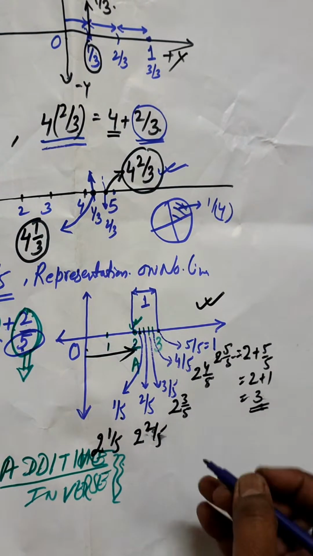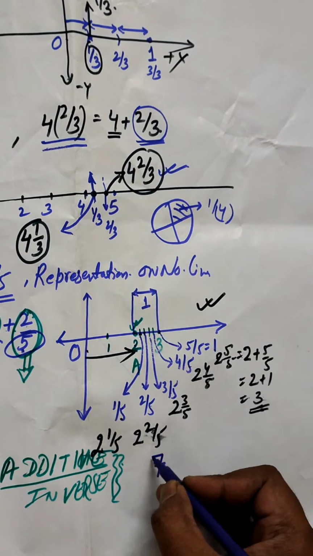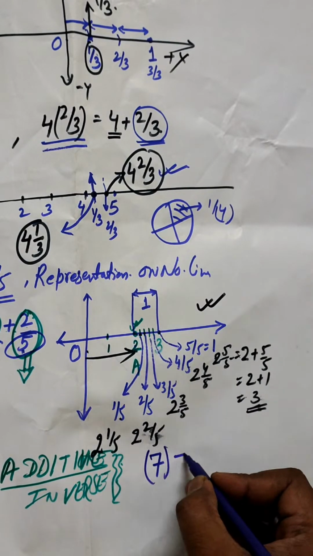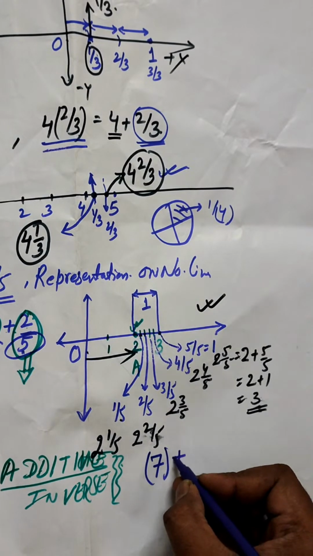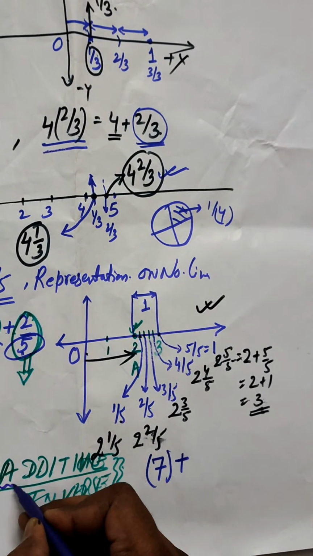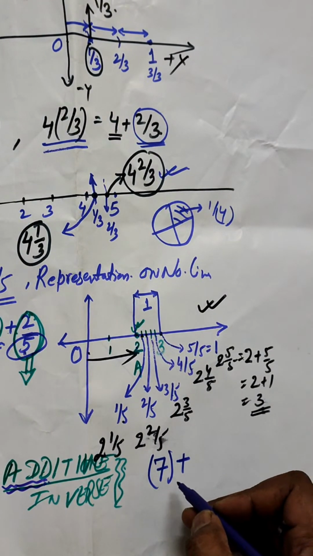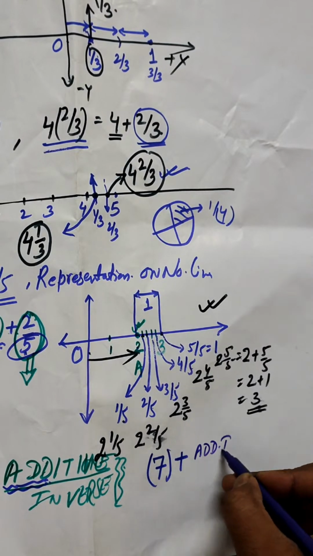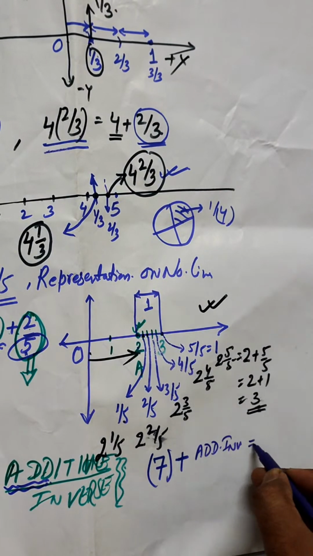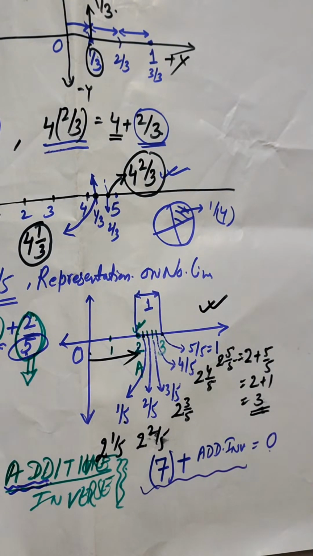Additive inverse means, for any number, let's say 7, the number plus its additive inverse, that means the number that needs to be added. You can see the word add, okay? When the number is added with that number, the sum of both the numbers will be equal to 0. This is the fundamental, okay?